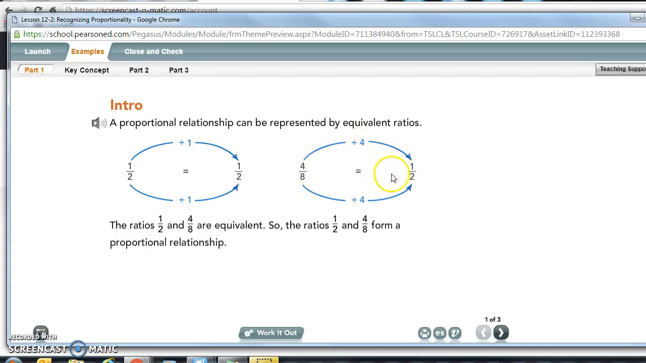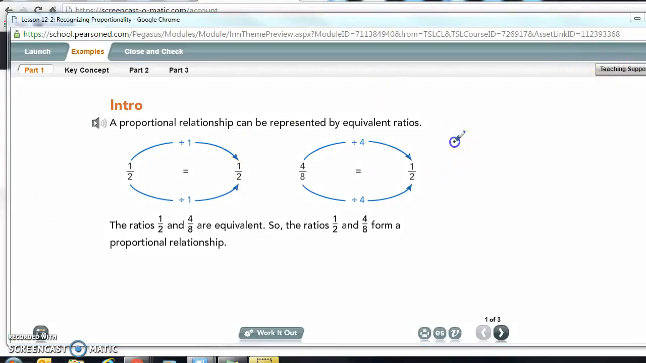Well, they're saying 4/8 is equal to 1/2. And you might be saying, Miss S, 4 is bigger than 1 though, so wouldn't my balance beam look something like this? Well, let's look again at this. Here's our equal sign. So to get from 4 to 1, I divide by 4. And to get from 8 to 2, I divide by 4. So 4 divided by 4 is 1. 8 divided by 4 is 2. So the ratios 1/2 and 4/8 are equivalent. So the ratios 1/2 and 4/8 form a proportional relationship. Essentially, proportional relationship means they're equivalent.